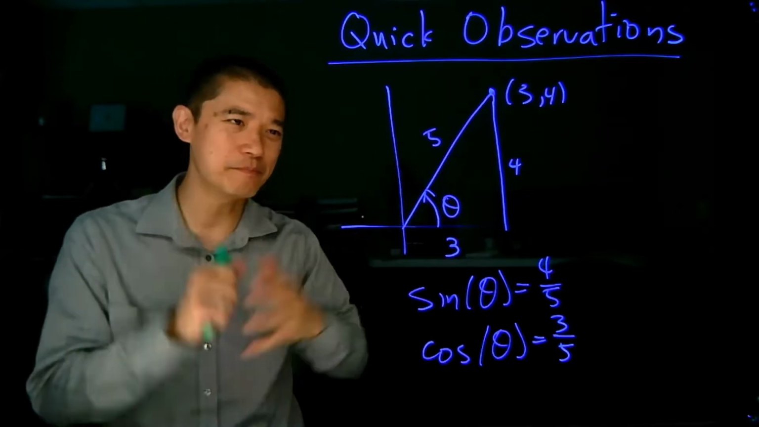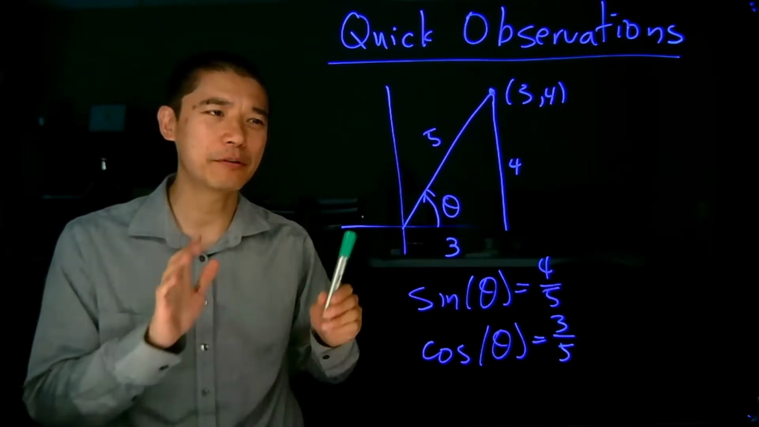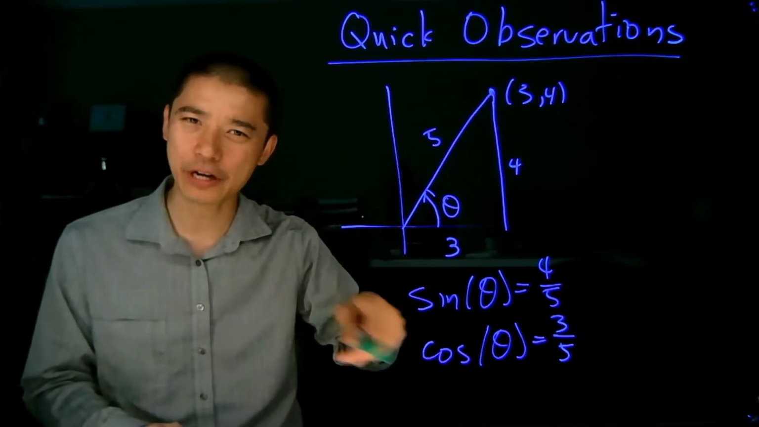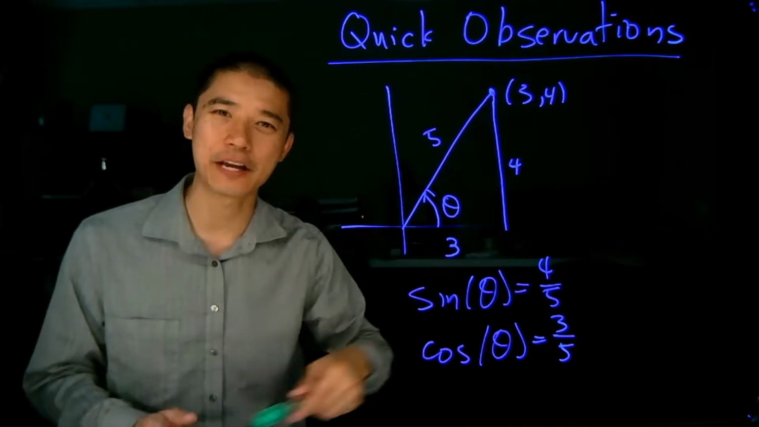Yes, there is some numerical value that if we were to go measure it, we could actually calculate. But a lot of times, we just end up saying, well, whatever this angle theta is, it has these properties. Sine of this angle is this, and cosine of the angle is that.